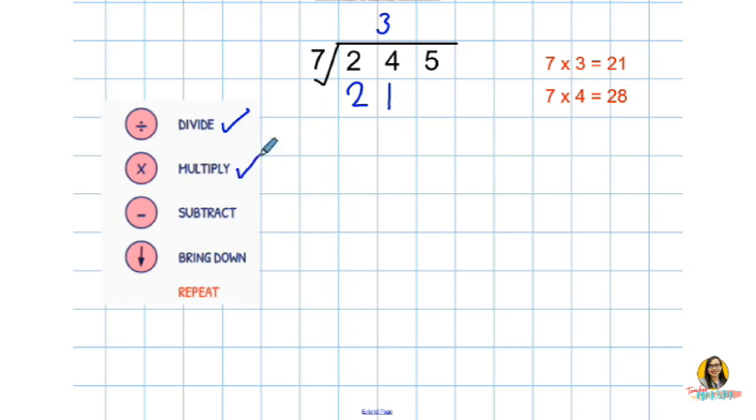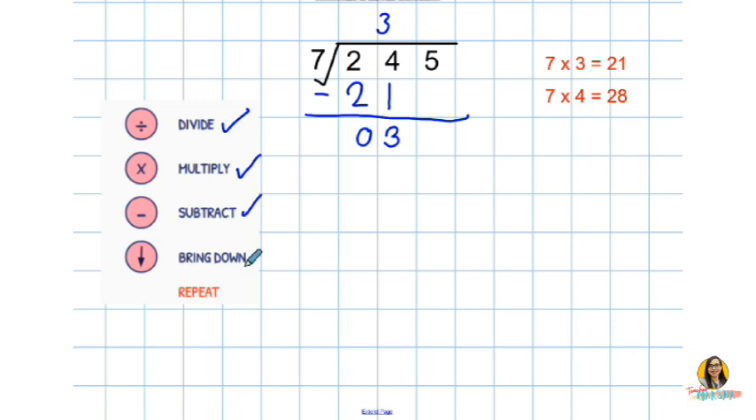After that, we're going to do the third step now, which is S, subtract. So we will subtract 21 from 24. So let's first subtract 4 minus 1, that is 3, and 2 minus 2, that's going to be 0. So we're done with the third.